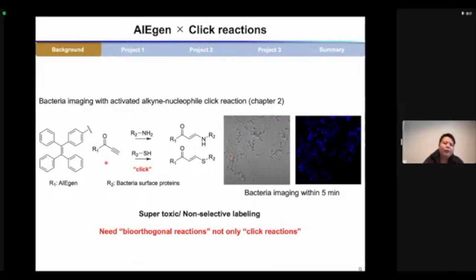And moreover, maybe because this enone group will target everything in the bacteria, this reaction will kill the bacteria too much. It's a too toxic reaction. So in that sense, I considered that we need a bioorthogonal reaction, not only a click reaction.